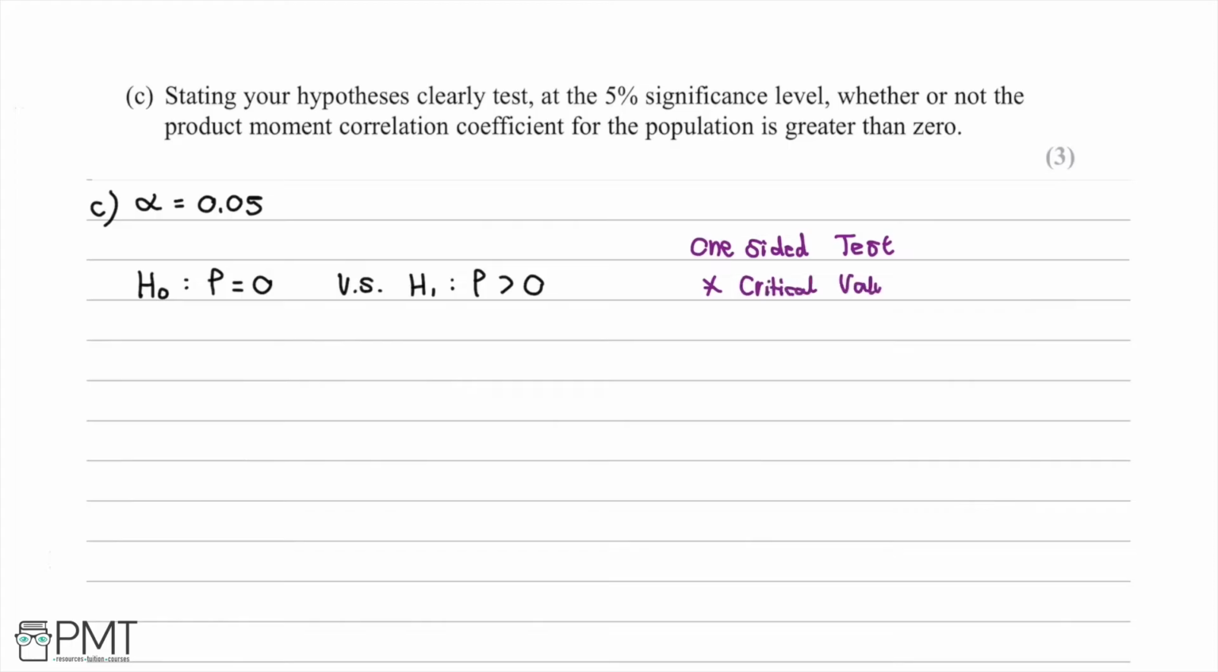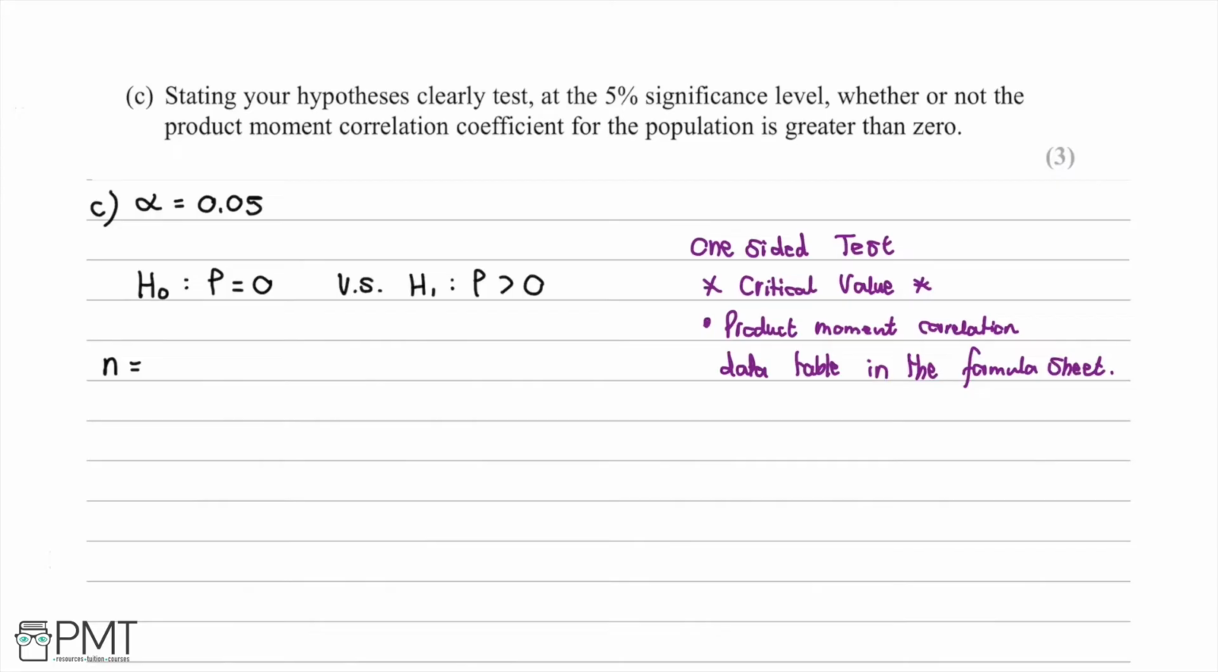So to find the critical value, we're going to use the product moment correlation data table in the formula sheet. We have this table and the information we need. We need n, how many samples we have, and we need alpha. We know already that alpha is 0.05. And looking back at our question, we were told that a random sample of 9 consecutive days is taken. So that means that n is equal to 9.